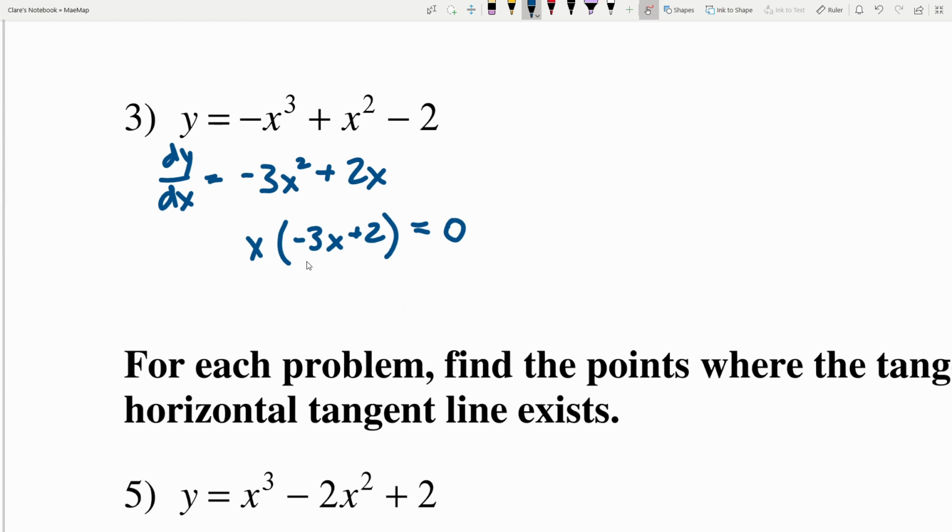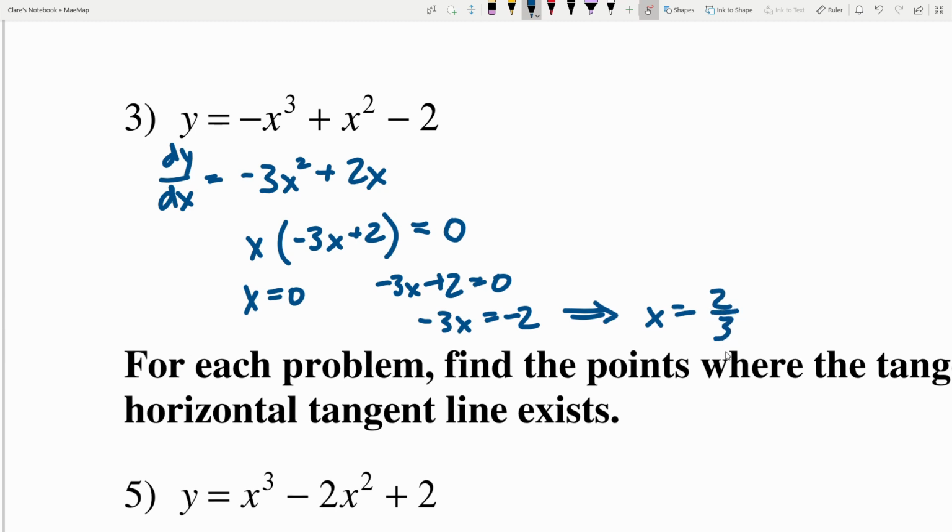So I have two separate factors, so that's when x is equal to 0, and it occurs when negative 3x plus 2 equals 0. Which, solving for this, that's when negative 3x equals a negative 2, so that's going to be when x equals a positive 2/3. So I have two separate points, 0 and 2/3. Now I just need to find the y values for each of those. So if I plug in 0, I'll get 0 cubed plus 0 squared, which is 0, minus 2. So y is going to be negative 2 when I plug in 0.